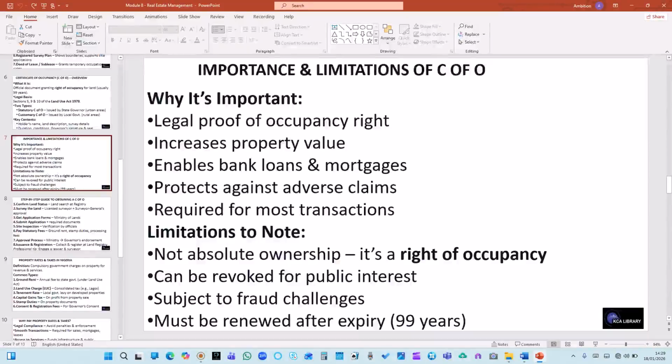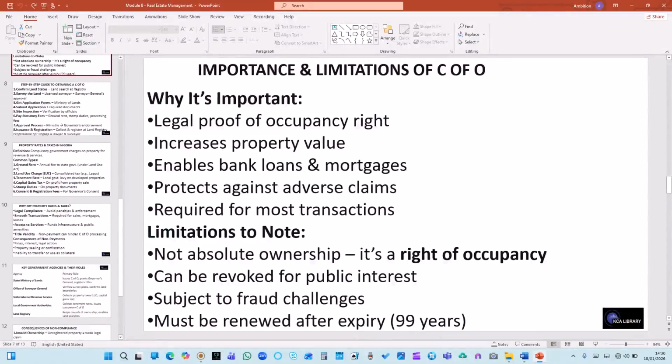Number two limitation is that it can be revoked for public interest. So it can be withdrawn at any time according to the whims and caprices of the state government. Number three, it is subject to fraud challenge. That is to say, one can forge a C of O. Then number four limitation is that it must be renewed after expiration, usually 99 years. So it is not something that if you have gotten it, you have gotten it for life. So it must be renewed after 99 years.